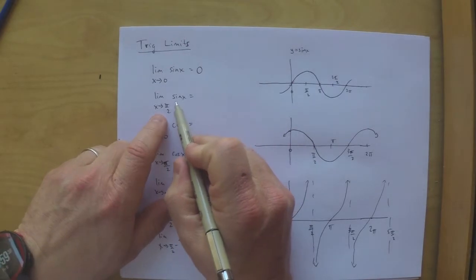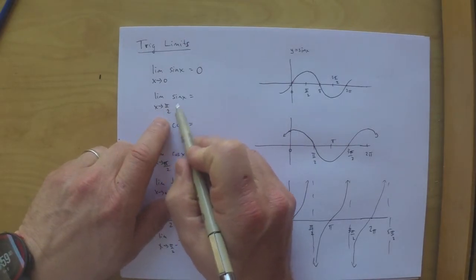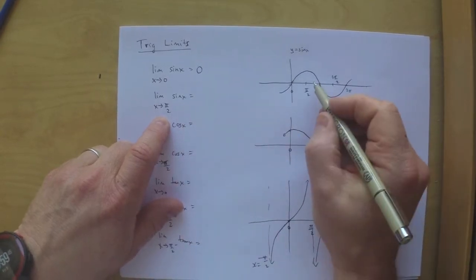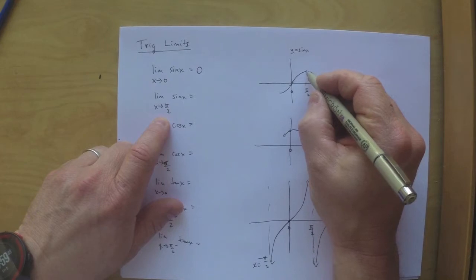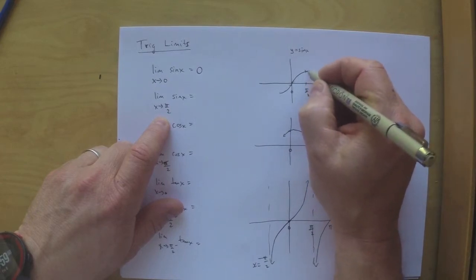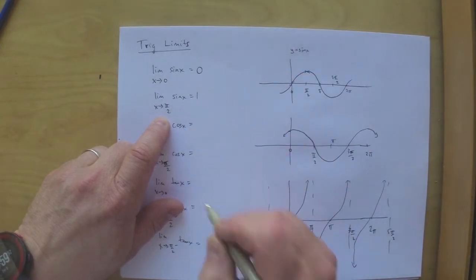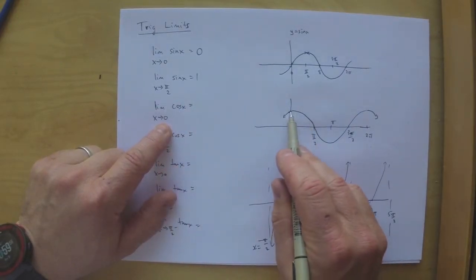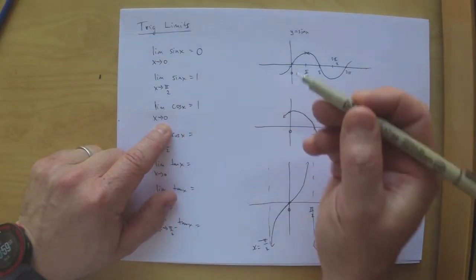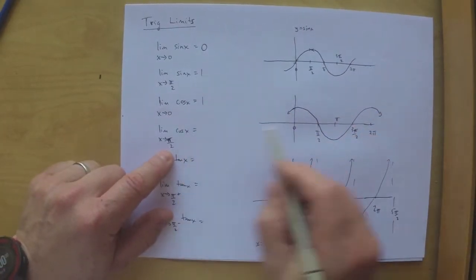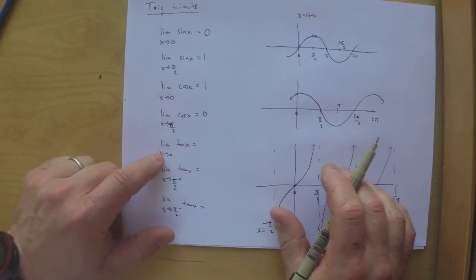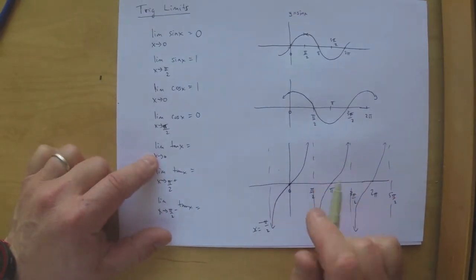Sine of x as x approaches pi over 2. So you could plug pi over 2 in here and just know from your trig table that sine of 90 degrees, or pi over 2, is 1. Or you could go to your trig graph and say, as I approach pi over 2 from both left and right, the value is 1. Cosine of 0: on the graph, as you approach 0, it is 1, or cos of 0 is 1. Cos of pi over 2 is 0, from the graph or the evaluation of it.